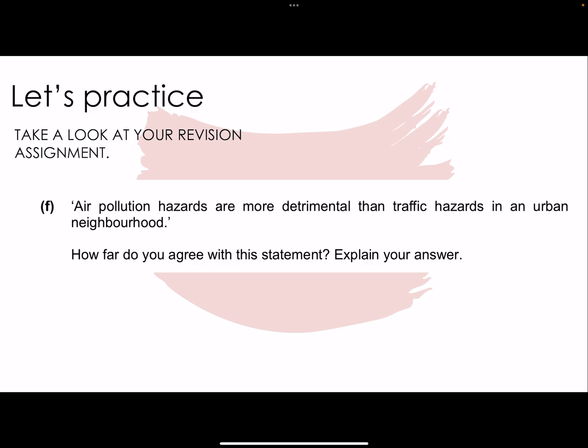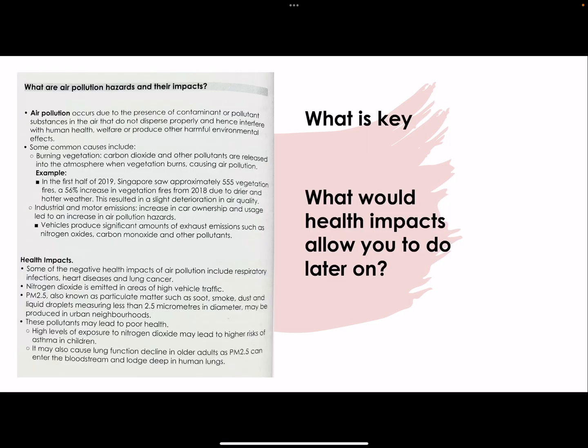If you go through your textbook, you will realize that there are two very neat sections on these two particular hazards. So if you look at air pollution hazards, right? The content of air pollution hazards is here. And they also have a very healthy chunk of it, okay? That's on health impacts. So what is key in your description paragraph, right? You need to tell me what air pollution is. How is it formed? What is its role in terms of human health welfare? Okay?